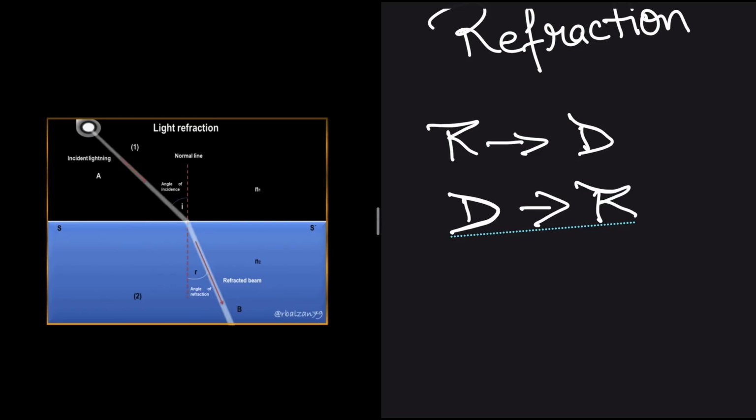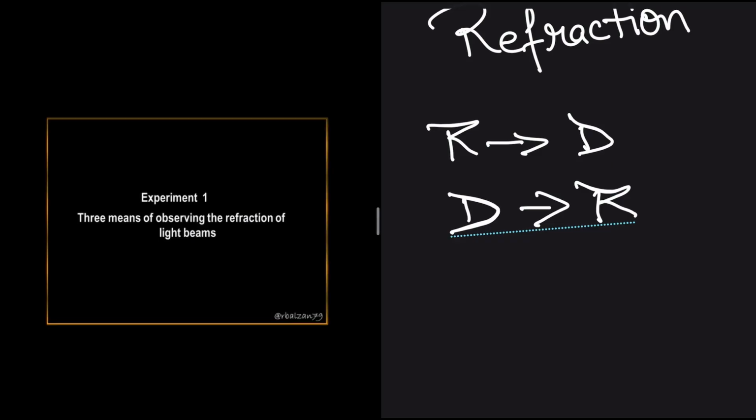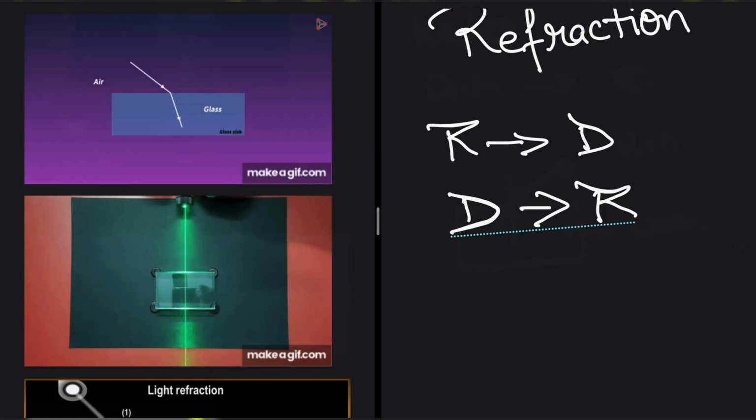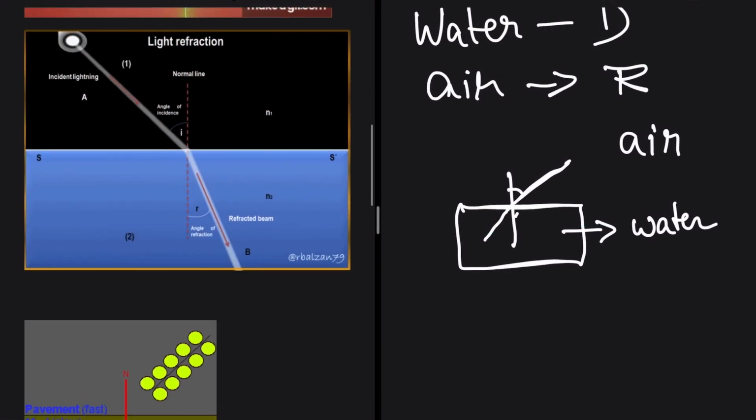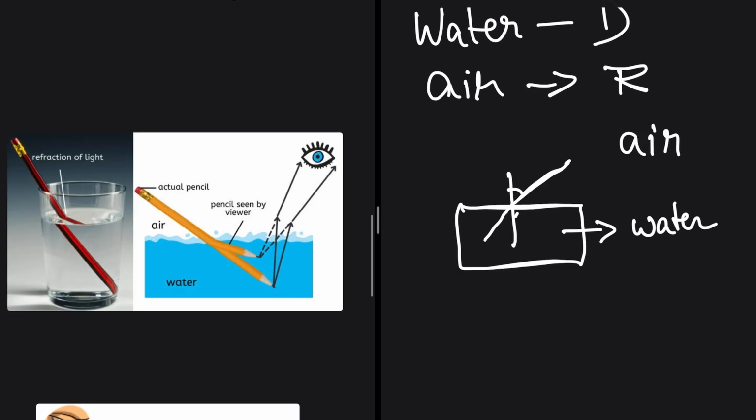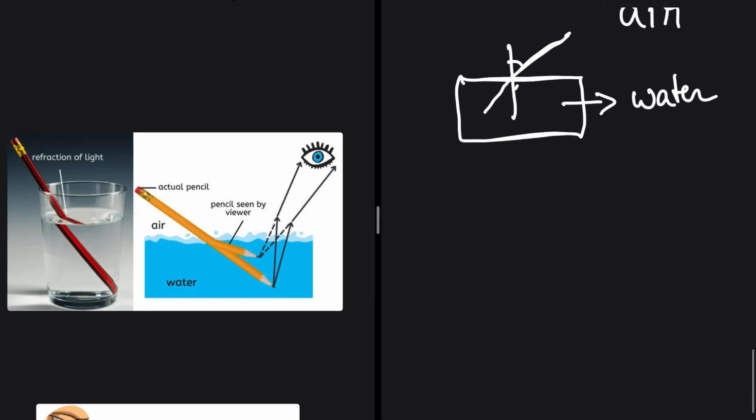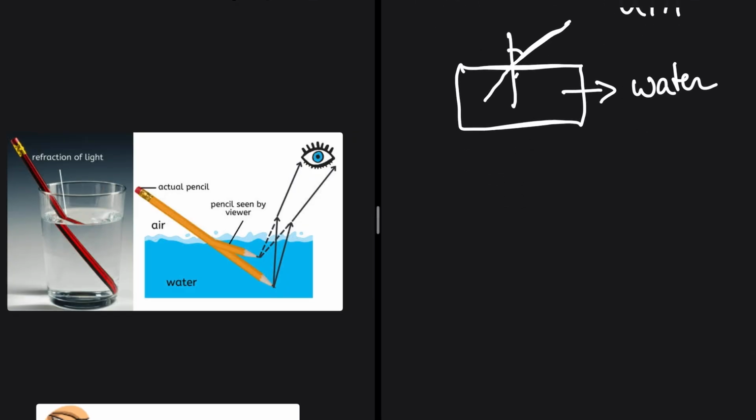Why? Because from air to water it is moving, it is traveling. Okay, so students, now we will discuss the real life examples of the refraction of light. Now look here in this picture, what we are observing here, that there is a glass in which they have kept a pencil. The pencil appears bent.